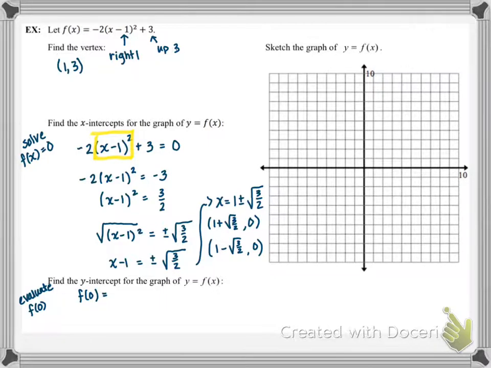You always evaluate f of 0 to find a y-intercept, and you always solve f of x equals 0 to find x-intercepts. So f of 0 is negative 2 times 0 minus 1 squared plus 3, equals negative 2 times negative 1 squared plus 3. Well, negative 1 squared is just 1, right? So we have negative 2 times 1, which is negative 2, plus 3 gives me positive 1. So my y-intercept is 0, 1.